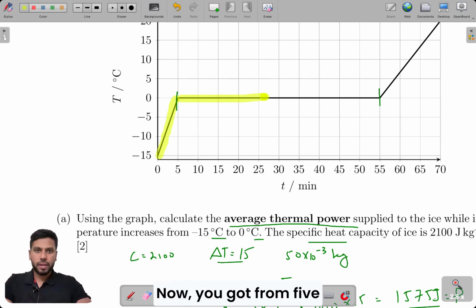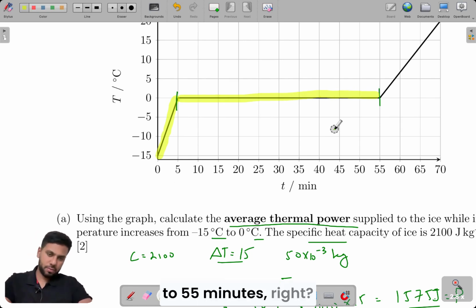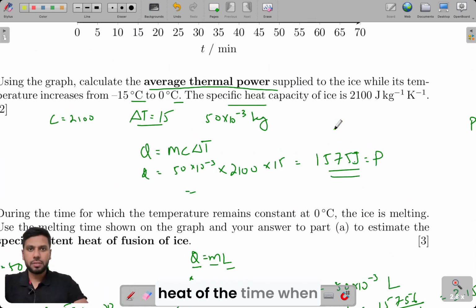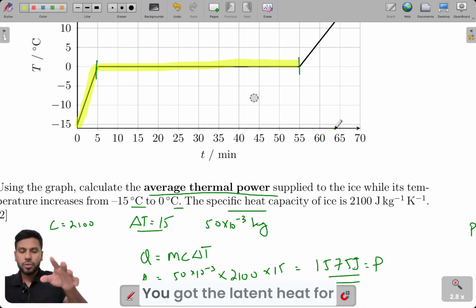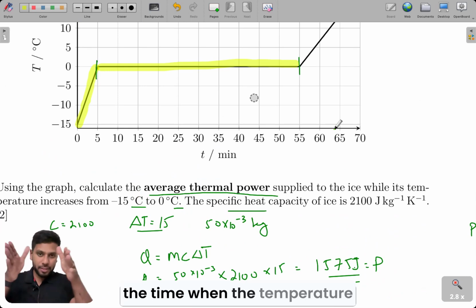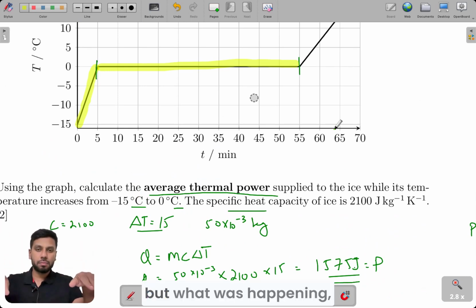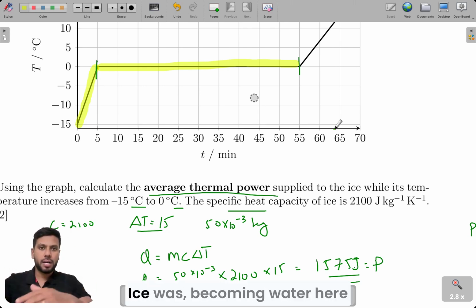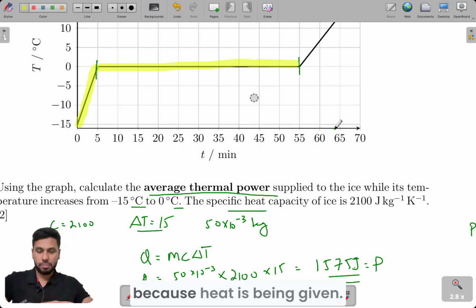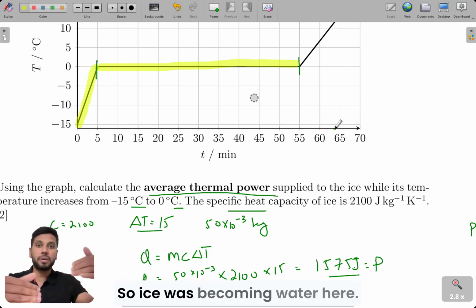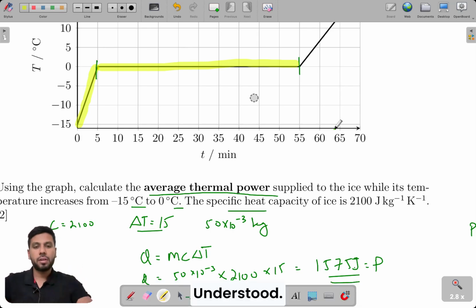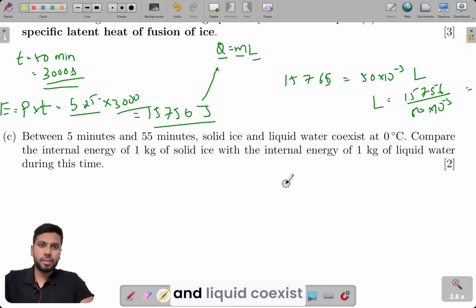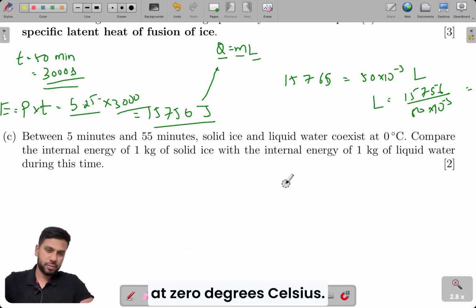Now you got from 5 to 55 minutes, right? So you have got the specific heat for the time when the temperature was changing. You got the latent heat for the time when the temperature was not changing. But what was happening? The phase was changing. Ice was becoming water here because heat is being given. Understood?